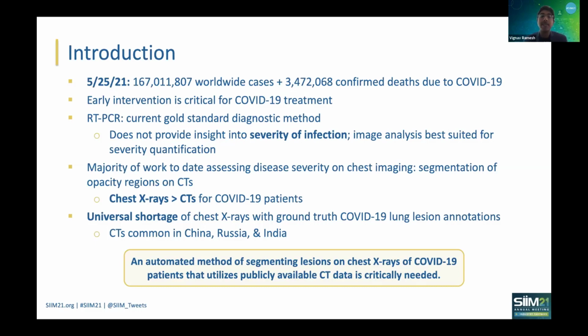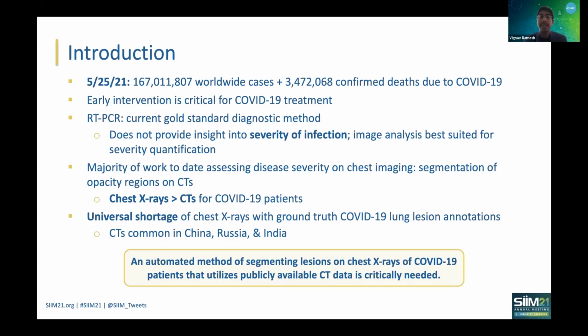There are currently a variety of methods for early COVID-19 detection. RT-PCR is a standard diagnostic method that involves the extraction of nucleic acid from viral samples, but it doesn't provide insight into the severity of COVID-19 lung infection. Severity quantification is a task that image analysis is best suited to perform.